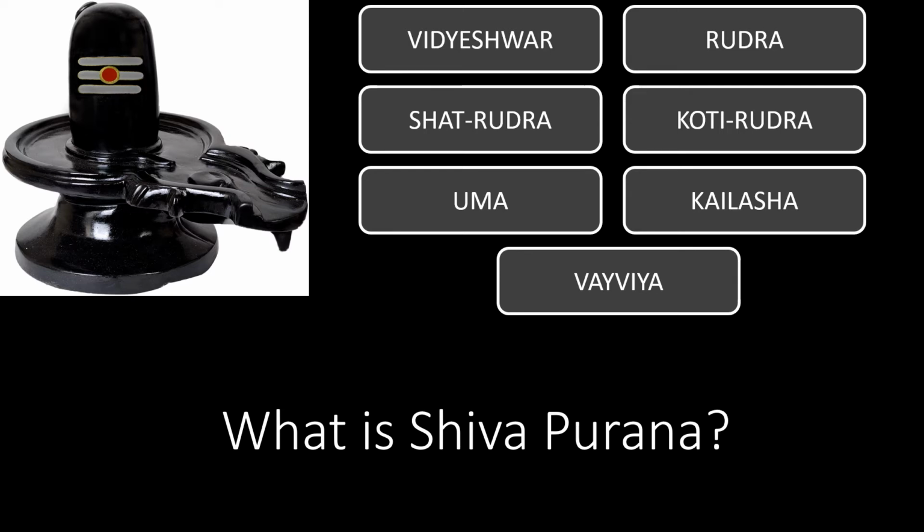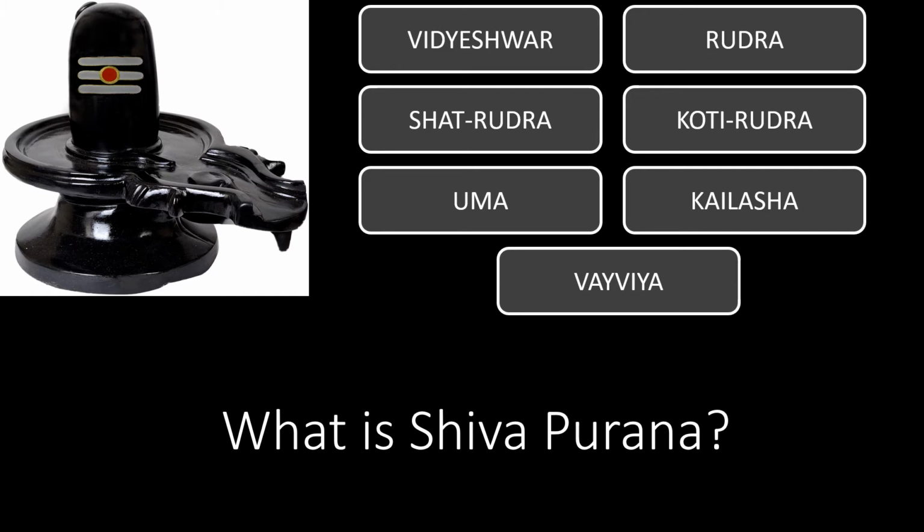Following is Koti Rudra Samhita. This section covers stories related to the origin of the 12 famous Jyotirlingas. The next is Uma Samhita. This section talks about how a soul can free itself from the bondage of past debts and sins, and what austerities a person needs to perform in order to attain moksha.